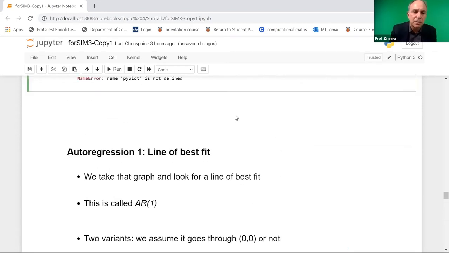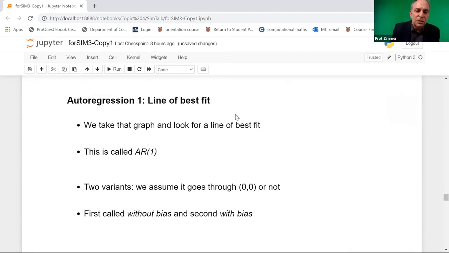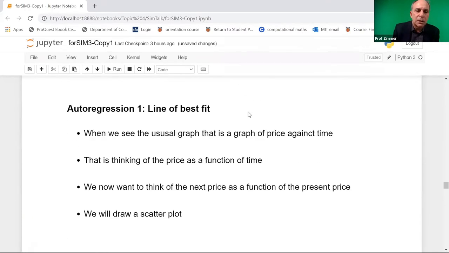Something went wrong with my import statements. I hope it doesn't get too much of a problem. But I'm not going to stop and fix it now.